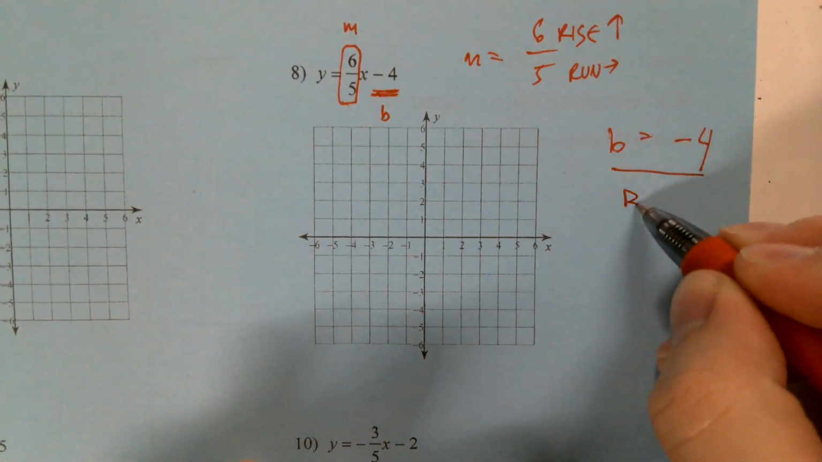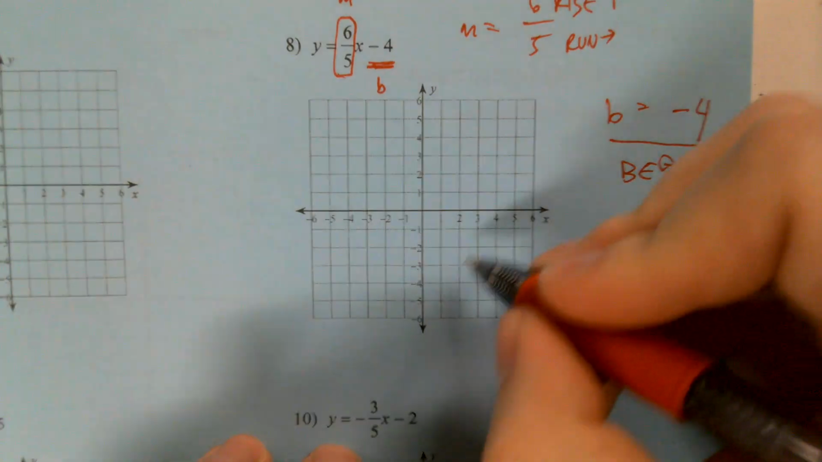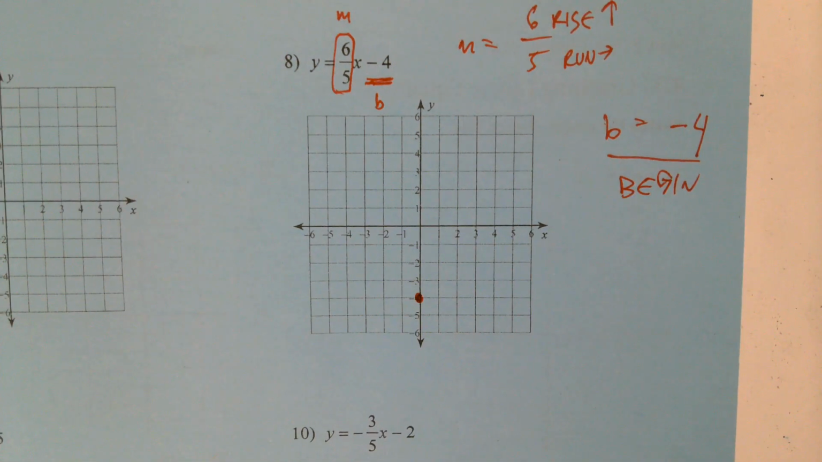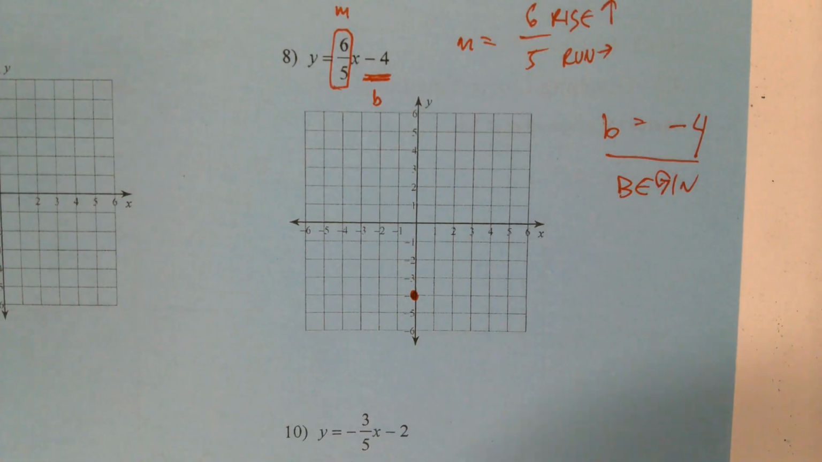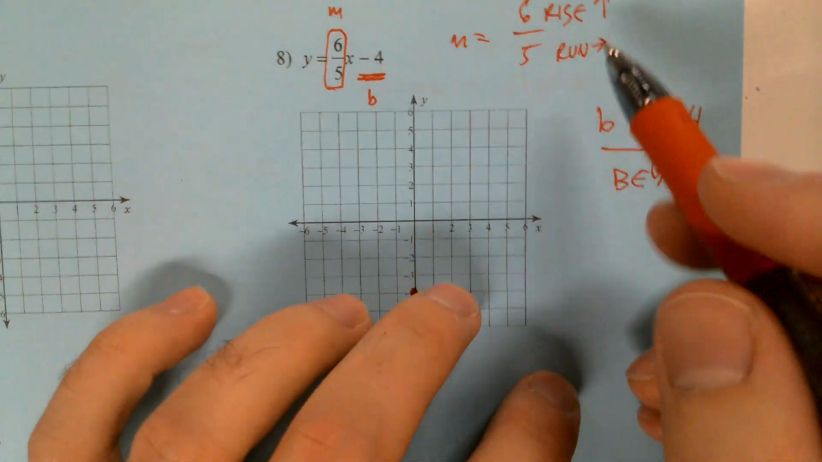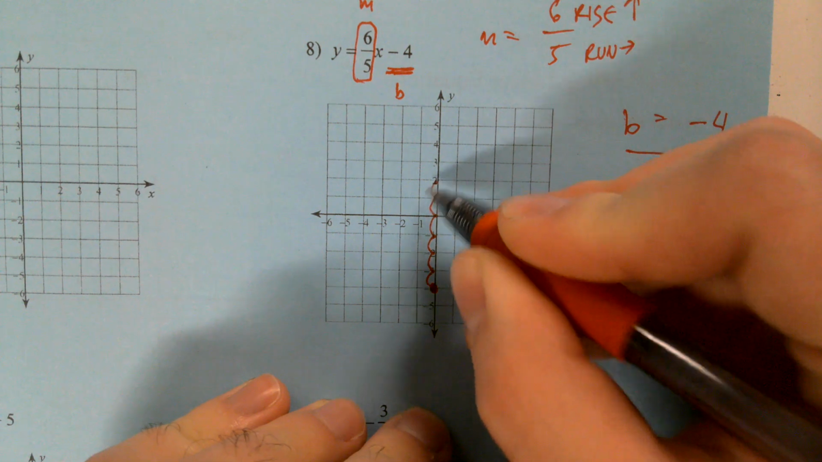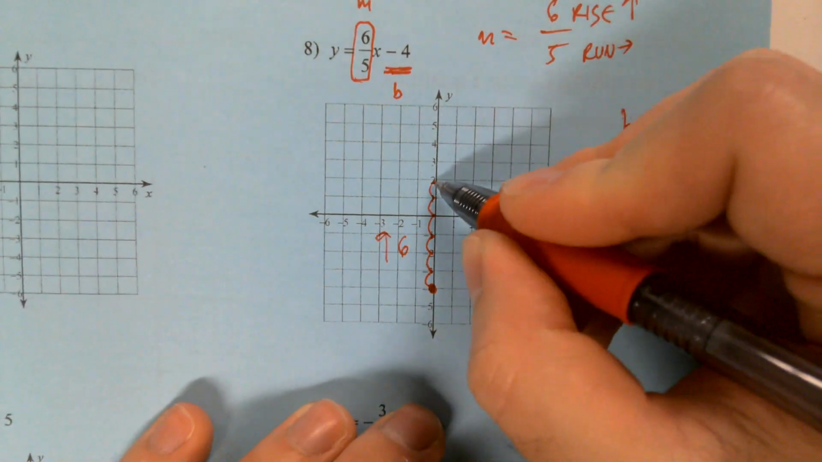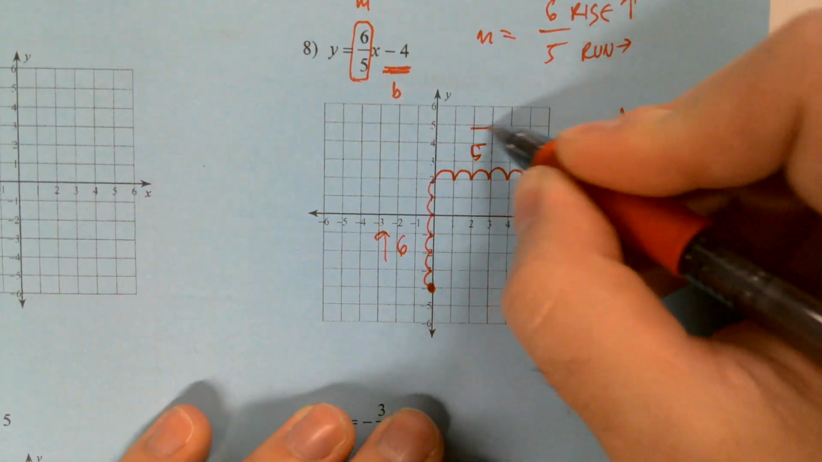So we're going to begin once more at negative 4 on the y-axis, which is right there. Now, how many spaces should we rise from that point? What's my numerator? I'm looking. That's all right. Oh, I see what you mean. You're looking at 12. Good. So on number 8, we're going to rise 6 units. 1, 2, 3, 4, 5, 6 units up, and 5 units to the right. 1, 2, 3, 4, 5 units to the right.